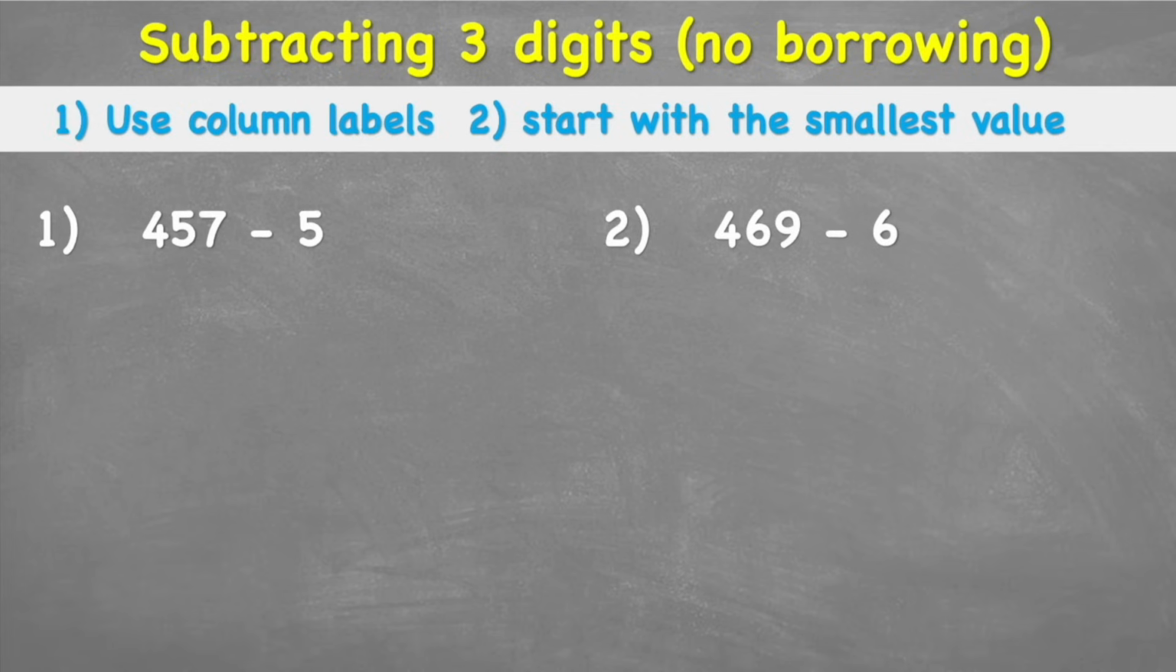So let's look at our 2 steps we're going to use. First, we're going to remember to use column labels. This is really important to help us not put things in the wrong place. And then secondly, we're going to start from the smallest value, and we're going to see what that means properly in a moment. So what method are we going to use? Well, we're going to use what's called the column method. And this might be the first time you've seen the column method. And the column method means that we're going to put our numbers in columns.